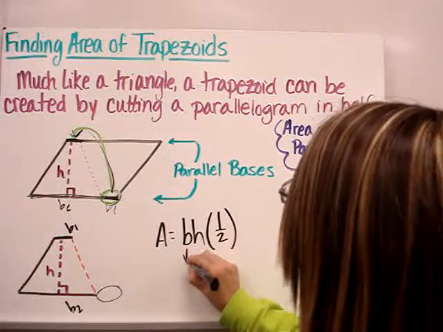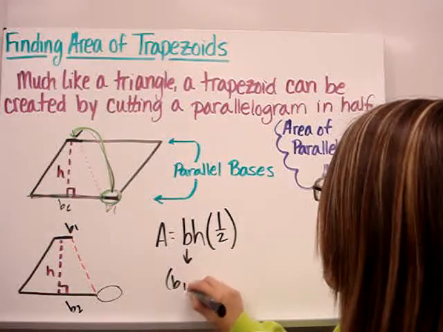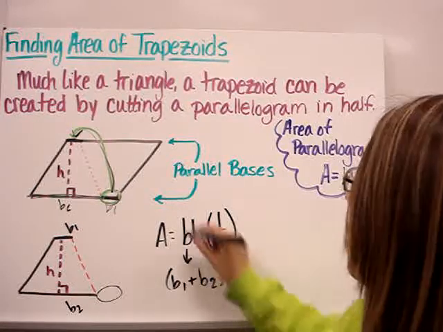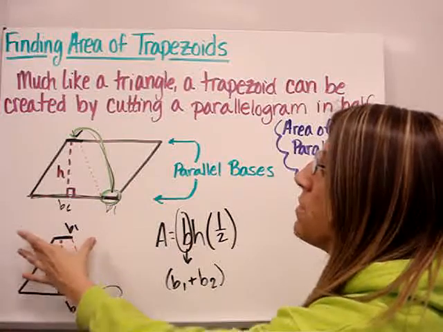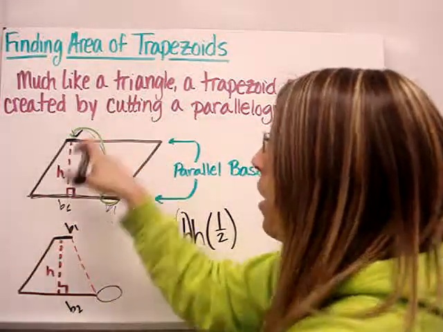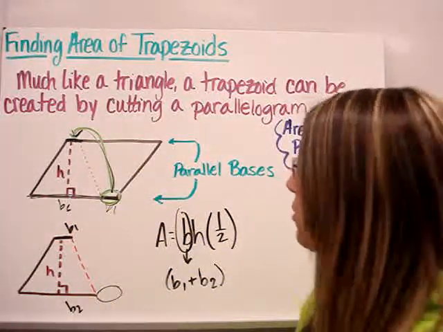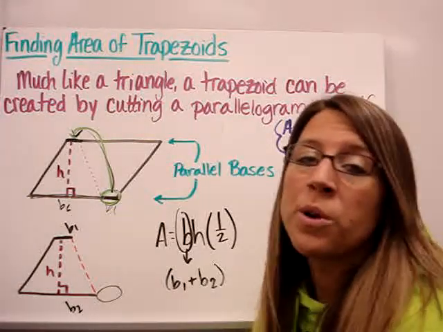So the B here has turned into base 1 plus base 2. If I want the same exact value, I need to now add these two numbers together because they've been split apart when I created my trapezoid. So here's where we're going with the formula.